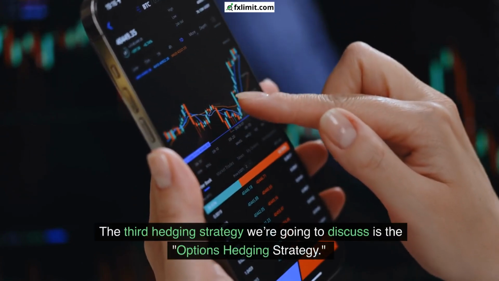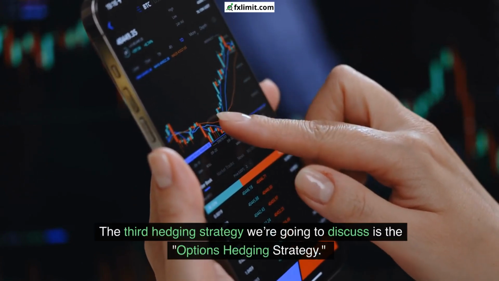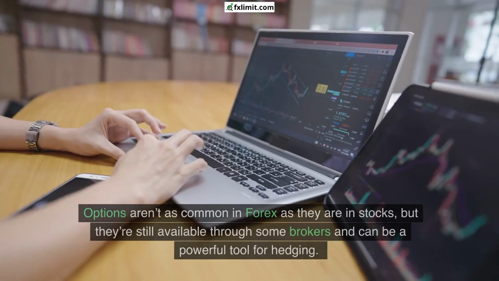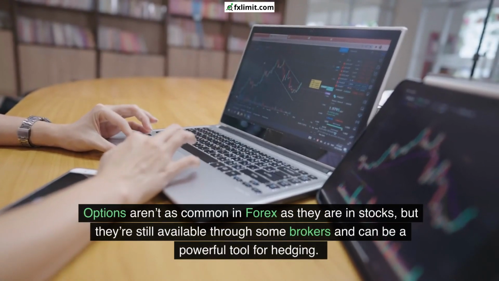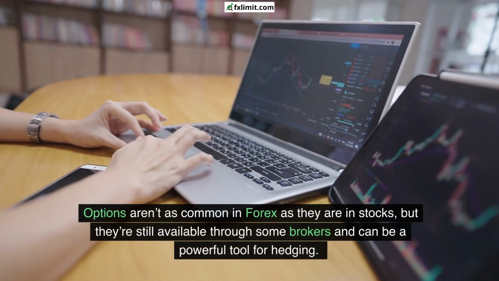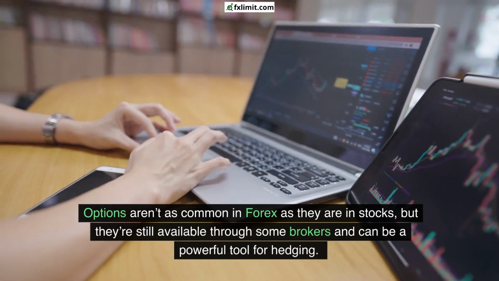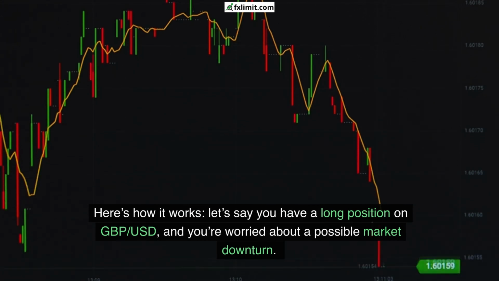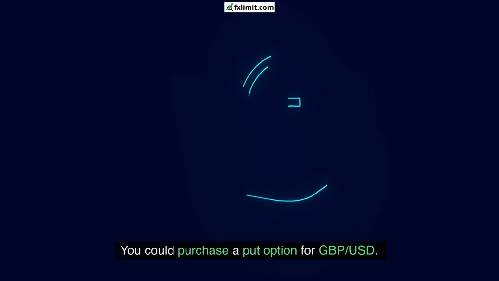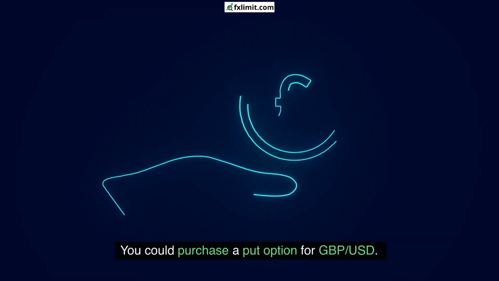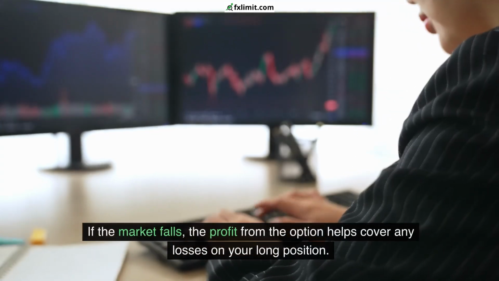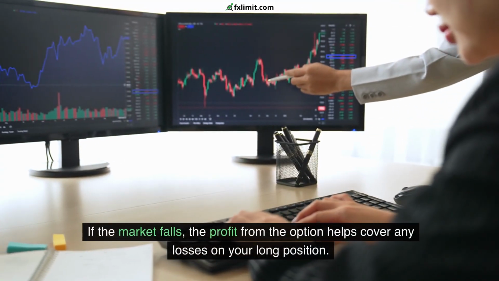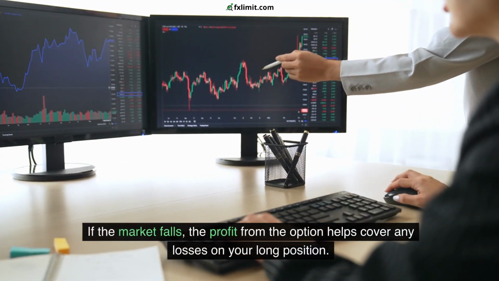The third hedging strategy we're going to discuss is the options hedging strategy. Options aren't as common in Forex as they are in stocks, but they're still available through some brokers and can be a powerful tool for hedging. Here's how it works. Let's say you have a long position on GBP/USD, and you're worried about a possible market downturn. You could purchase a put option for GBP/USD. If the market falls, the profit from the option helps cover any losses on your long position.